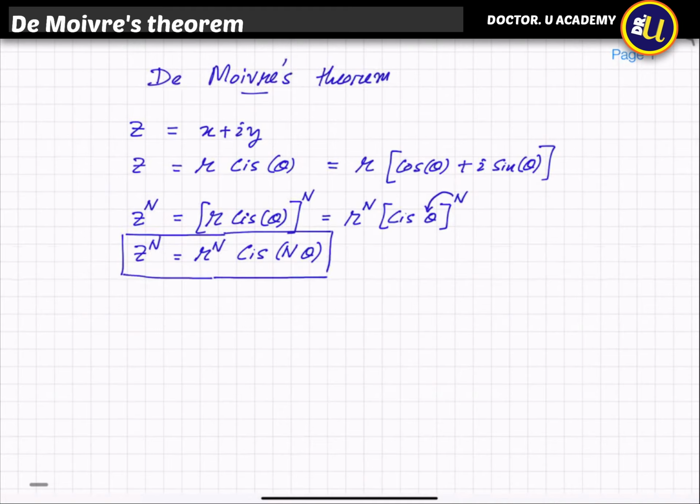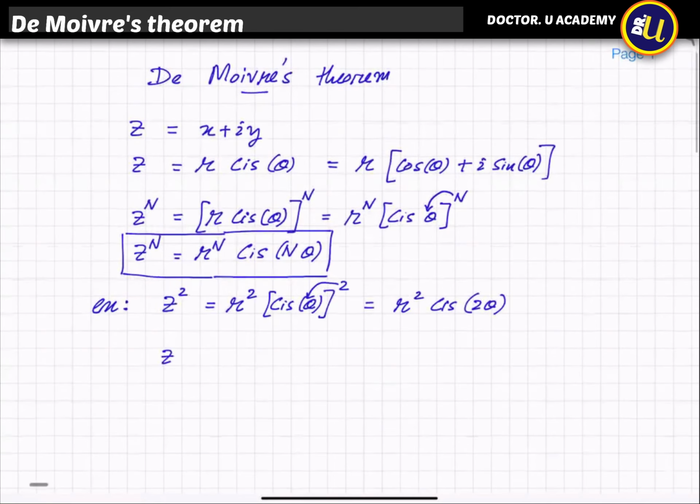So now we'll discuss a few small examples. If you want to find z to the power 2, you can say r squared, and this would be originally (cis theta) squared. So this 2 is absorbed here, so it's going to be r squared cis 2 theta. And if you want to find z to the power 4, this is going to be r to the power 4 cis 4 theta.